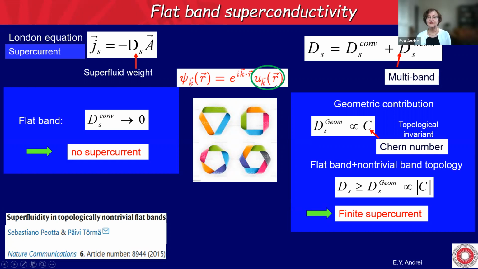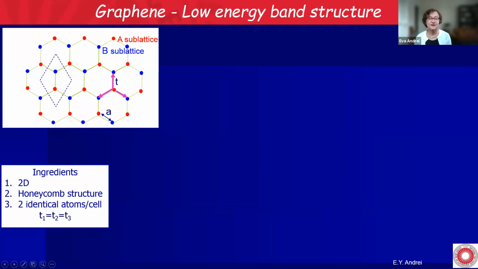This is a topological invariant. So if you have a flat band with non-trivial topology, with a finite Chern number here, then the superfluid weight has a lower bound. It's bounded from below by the Chern number. So now we have a recipe to go to high temperature superconductivity: flat bands plus topologically non-trivial band structure. So this brings us to graphene, as an example.